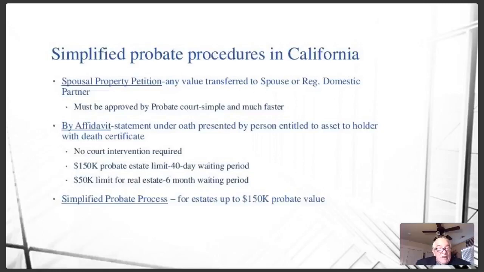There's also what's called a simplified probate process, which is a probate but not a full probate, and that's for estates up to $150,000.